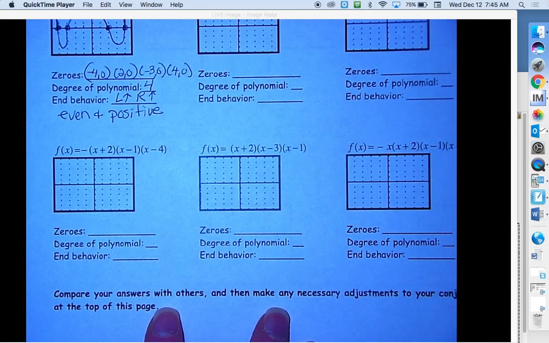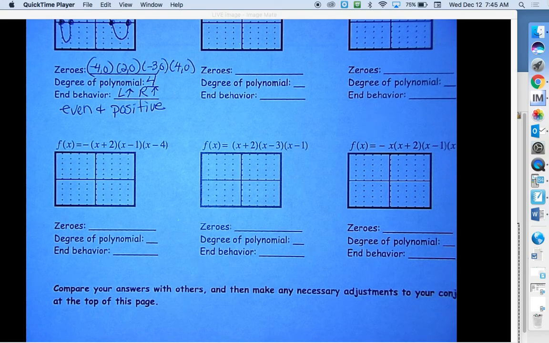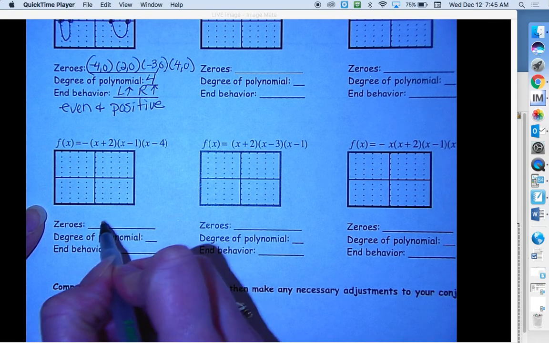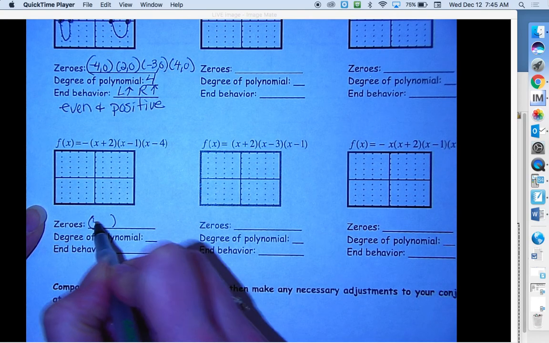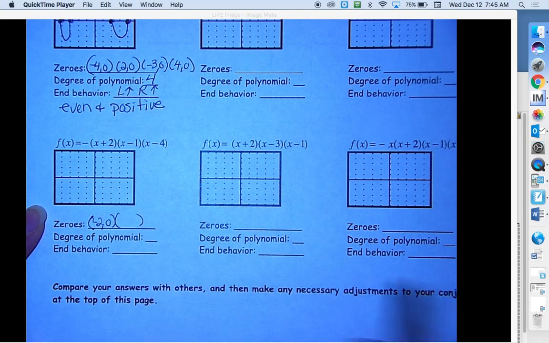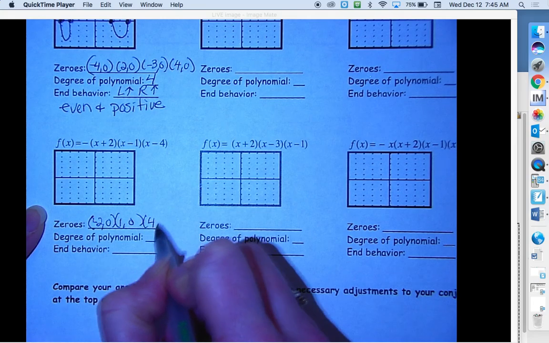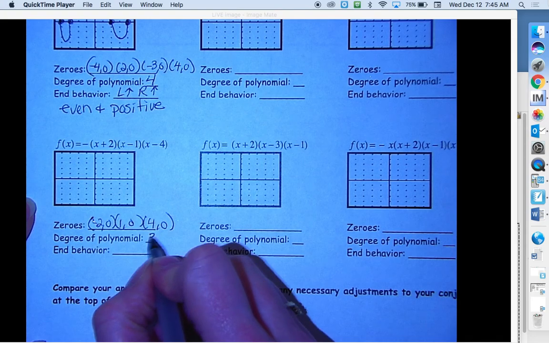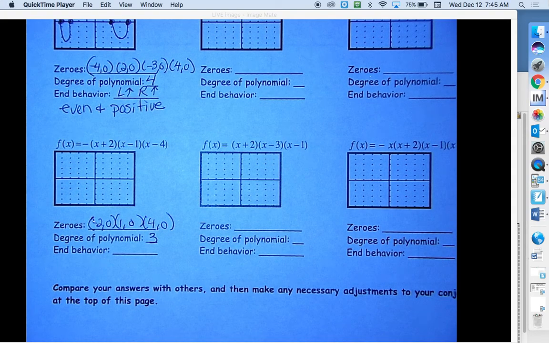So we have a negative in front, and then x plus 2, x minus 1, x minus 4. So Holly said the zeros were really setting each of the parentheses equal to 0. So Melanie, if you do that, what are the zeros that you get from this one right here, right underneath? -2, 0. 1, 0. And then Melanie, the degree would be 3. Now there are 3 zeros, 3 x's, the degree is 3.